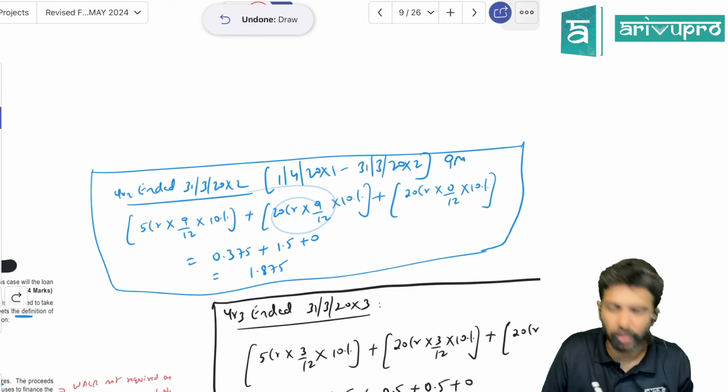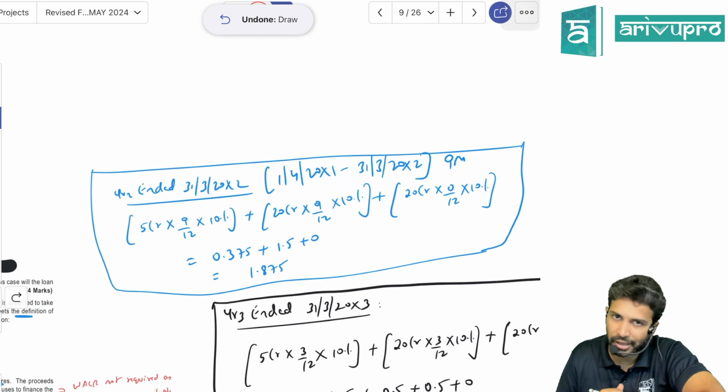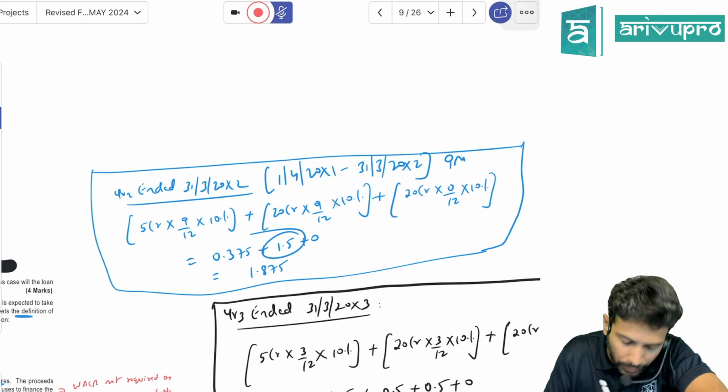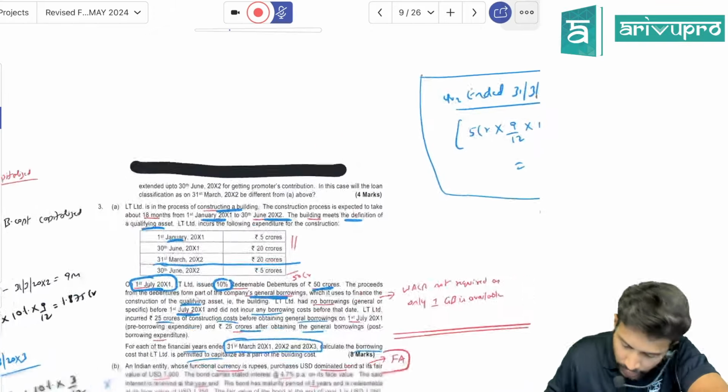So 20 crore into 9 by 12 gives you the time-weighted expenditure. Multiplied by the weighted average capitalization rate, which is 10%, you'll get 1.5 crore. That is the borrowing cost you can capitalize. Okay, sir. Now the third one.